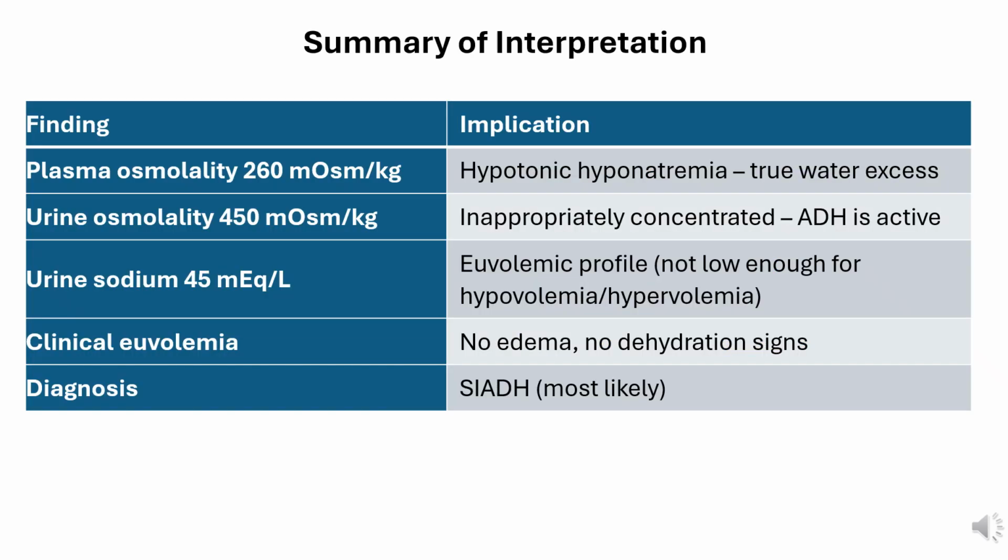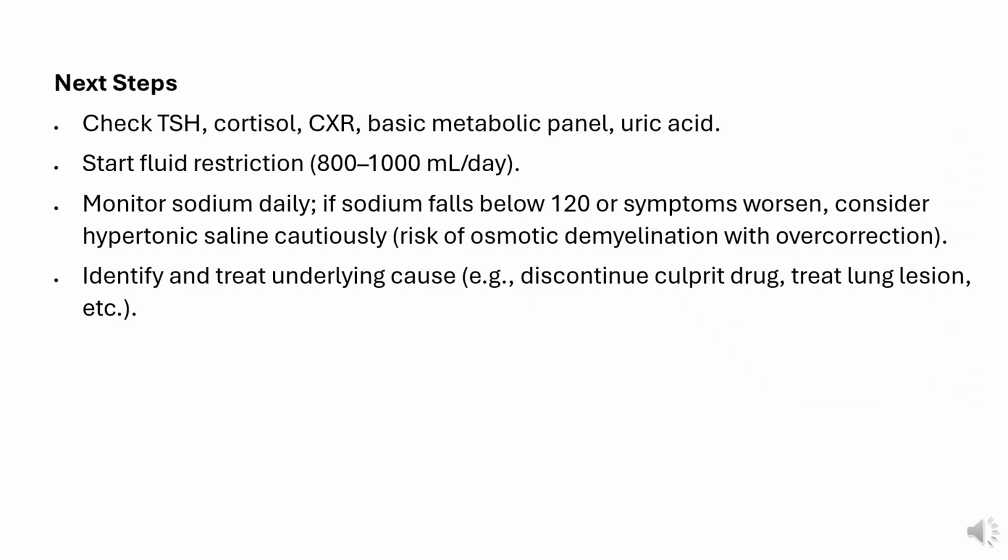Summary of interpretation. Finding, implication. Plasma osmolality 260 mosm/kg: hypotonic hyponatremia, true water excess. Urine osmolality 450 mosm/kg: inappropriately concentrated, ADH is active. Urine sodium 45 milliequivalent/L: euvolemic profile, not low enough for hypovolemia/hypervolemia. Clinical euvolemia, no edema, no dehydration signs. Diagnosis, SIAD most likely. Next steps.